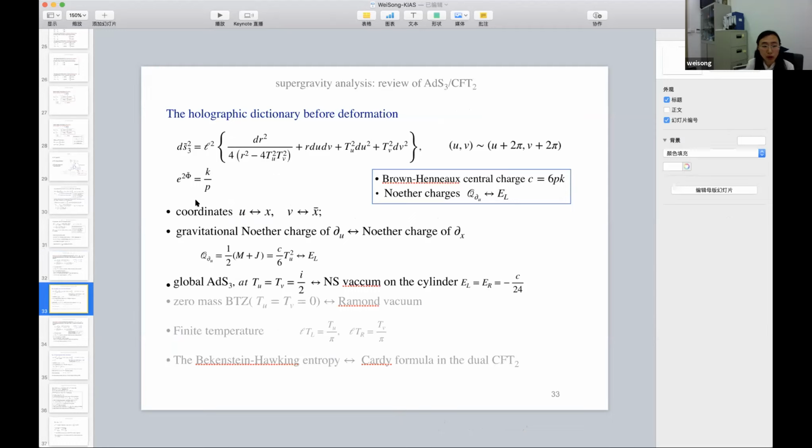Okay, so here is some review of the holographic dictionary before the deformation. We know this class of BTZ solutions. They correspond to finite temperature configurations of the CFT. We know how to match the BTZ entropy to the Cardy formula from the field theory side.